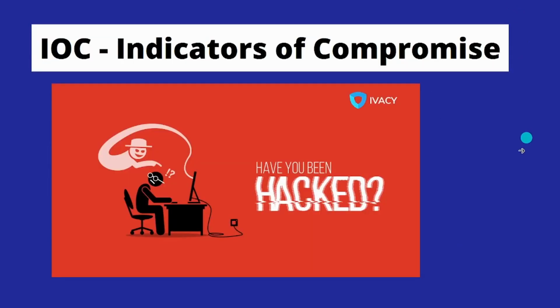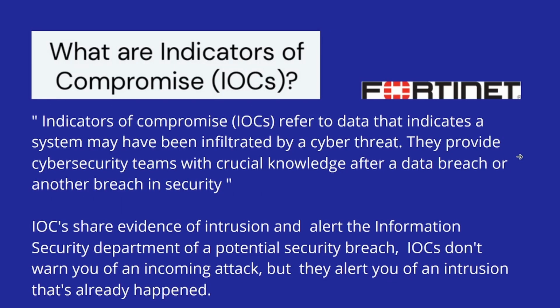Indicators of compromise, IOC. What are indicators of compromise? IOCs refer to the data that indicate that a system may have been infiltrated or already compromised by a cyber threat. They provide the cybersecurity teams with crucial knowledge after a data breach or another breach in their information security.